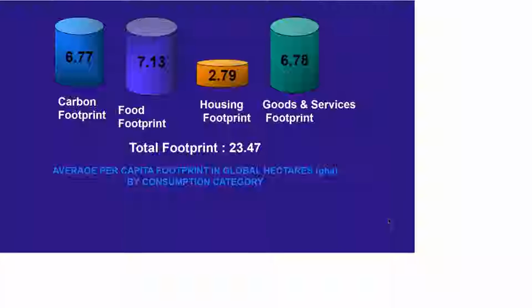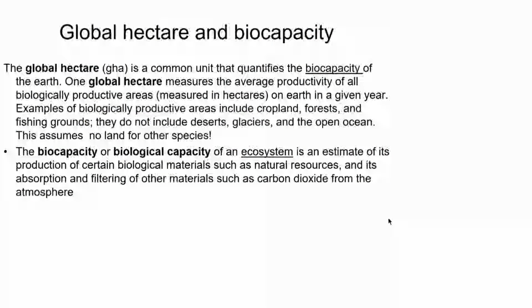The average per capita footprint is given in a quantity known as global hectares by consumption category. So, the total footprint which is given here can be divided into 4 categories. One is carbon footprint, food footprint, housing footprint, goods and services footprint. The quantity is given in global hectares, and this global hectare is a common unit that quantifies the biocapacity of the earth.